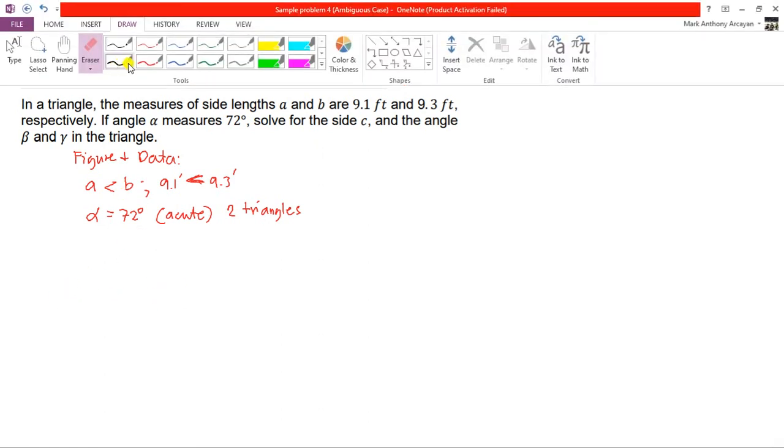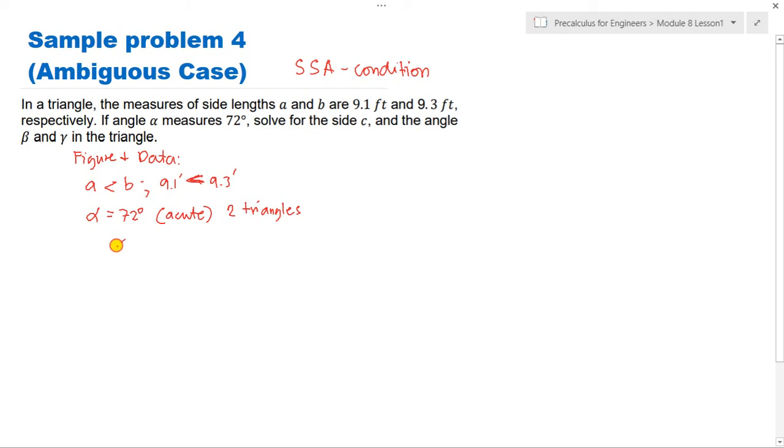Actually, pwede siya yung nani. Can you see, ha? This is our B, so mas dako si B, ha? And then naratong A. So, A is less than B. So, this is A, which is equal to 9.1 feet. B here is 9.3 feet. So this is our C, and of course this is our alpha, equal to 72 degrees. This is our gamma, this is our beta.